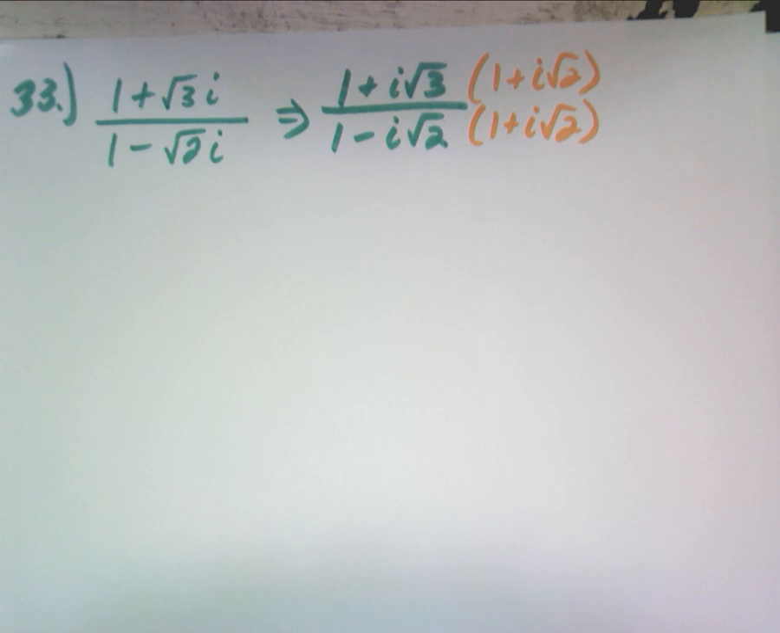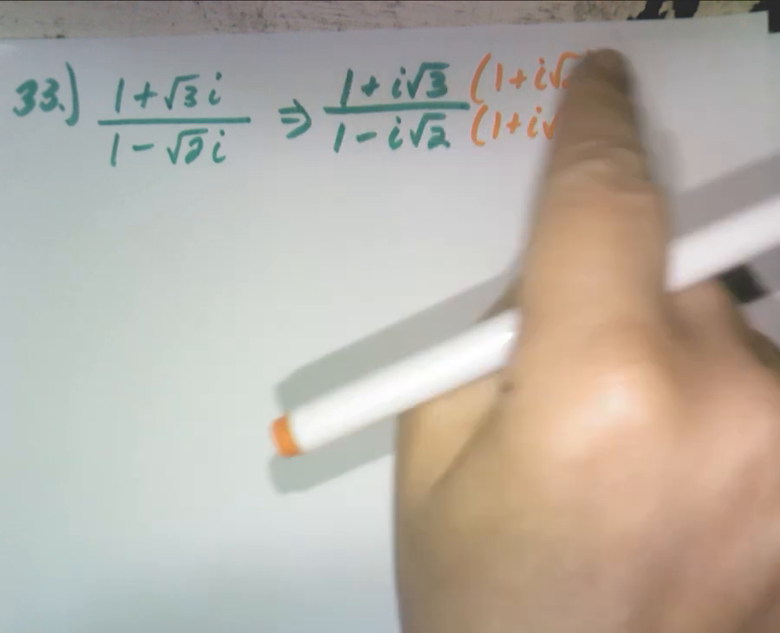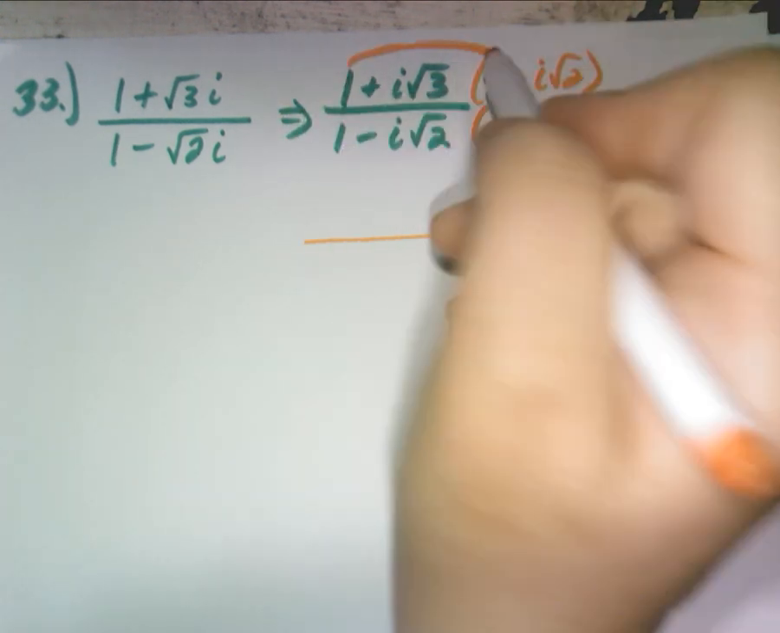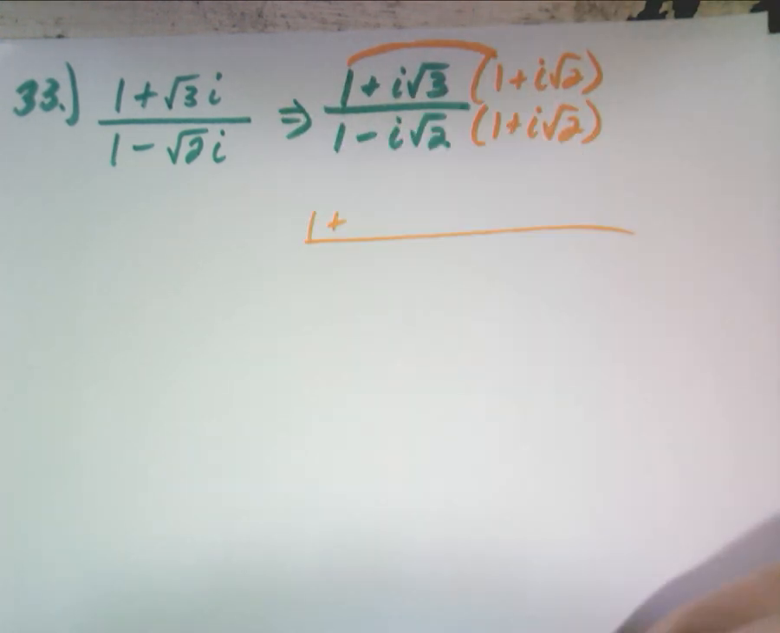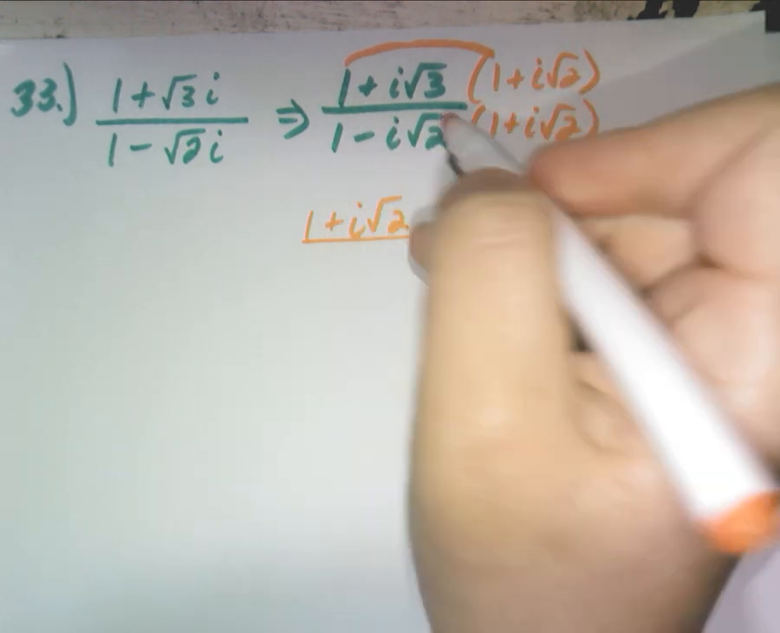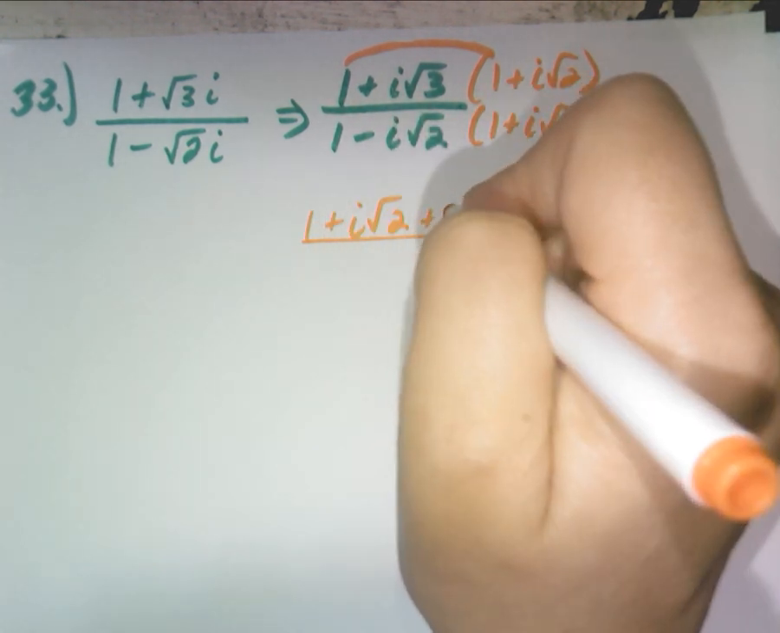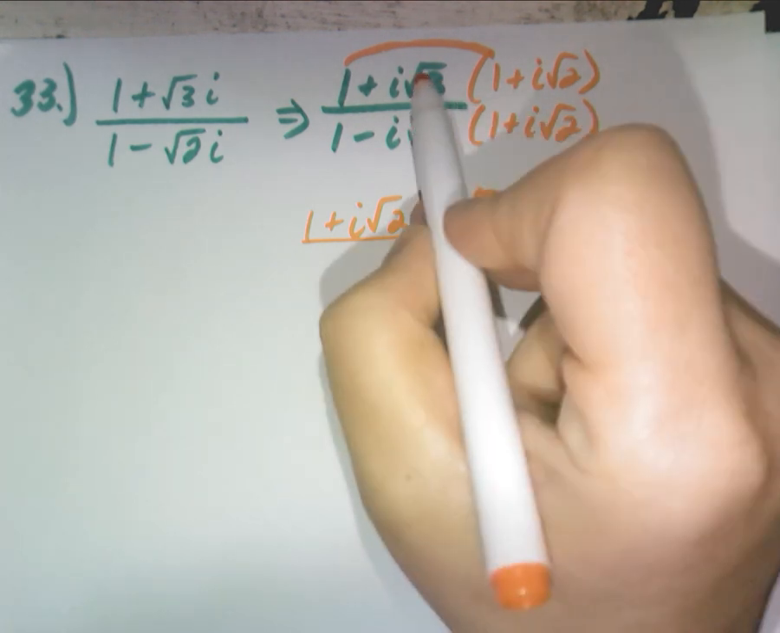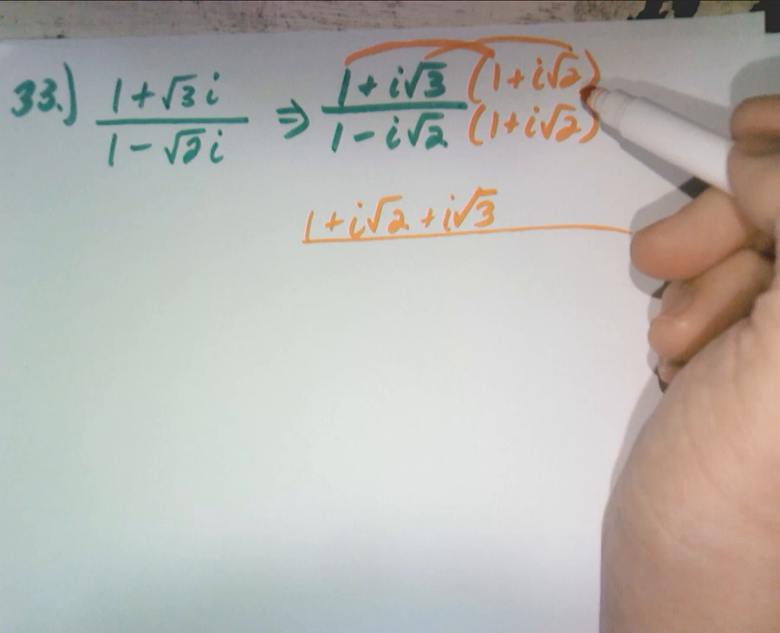Because whatever you do to the bottom of a fraction, you do to the top. These are all rules you should have heard before. So now we FOIL the top. Oh, this is going to be fun. So 1 times 1 is 1. And I'm bound to make a mistake, so you can yell at me. 1 times i root 2 is i root 2. i root 3 times 1 is i root 3. And then i root 3 times i root 2.